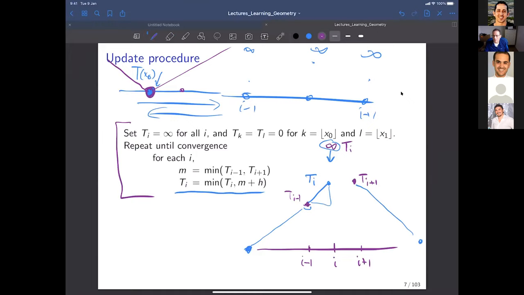Efrat, the problem is clear. I'm not talking about the solution. Yes, it was a really good explanation, thanks.